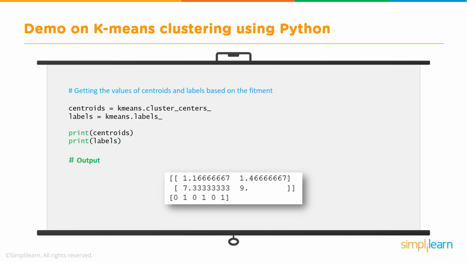The output is the first centroid is going to be located at 1.166, 1.4666. That's where the first point is, and then the second centroid is at 7.333 and 9. And then the labels tell it, for each of those different pieces of data we put in, which centroid it's going to go with. So the first one is 0, and the second one goes with 1, which is the second centroid, 0, 1, 0, 1. And that's how it groups those different points of data.